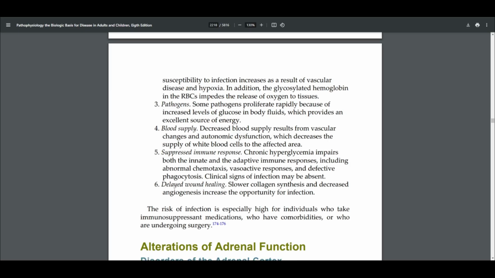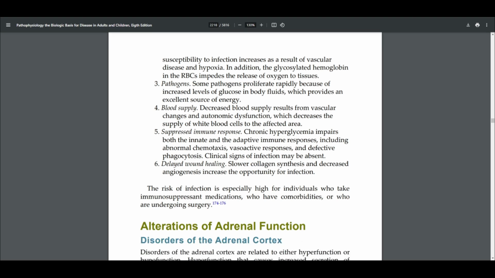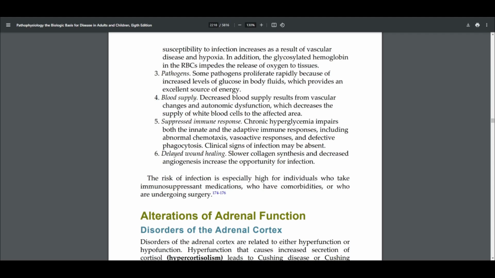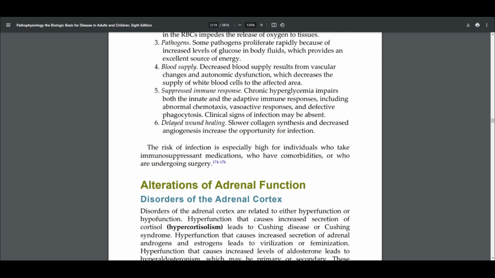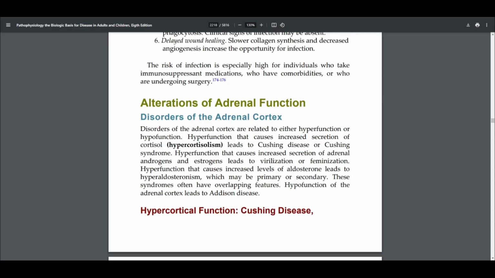Delayed wound healing, slower collagen synthesis, and decreased angiogenesis increase the opportunity for infection. The risk of infection is especially high for individuals who take immunosuppressant medications, who have comorbidities, or who are undergoing surgery. Alterations of the adrenal function: disorders of the adrenal cortex.